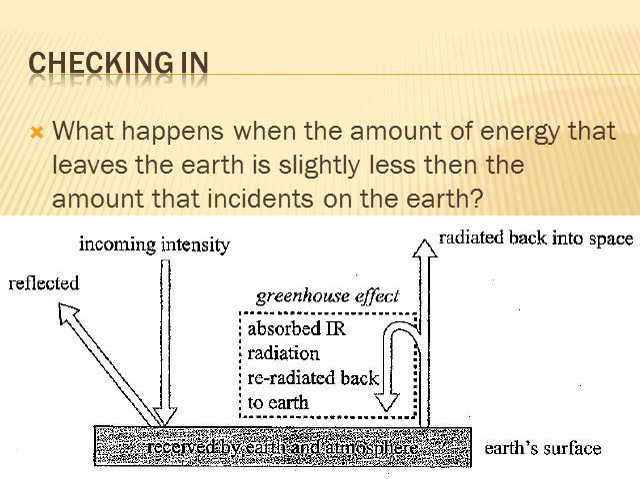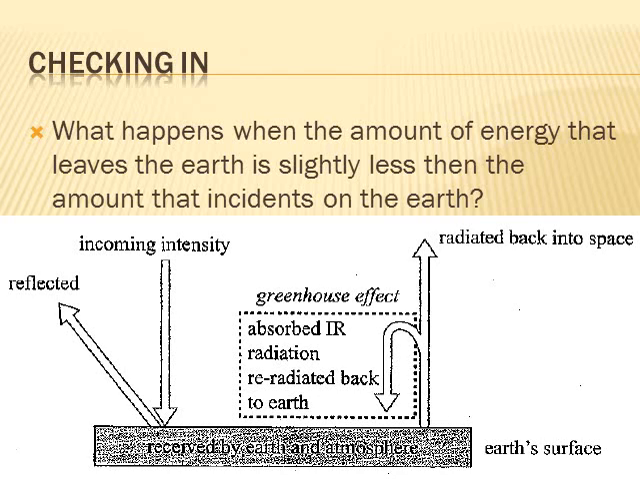So, just a quick check-in. What happens when the amount of energy that leaves the Earth is slightly less than the amount that is incident on the Earth? The answer: it'll warm up. You're absorbing more than you're spitting back out, so when intensity in is greater than intensity out, the Earth is going to get warmer. When can this happen? Because remember, we want the Earth to stay at a relatively constant temperature.